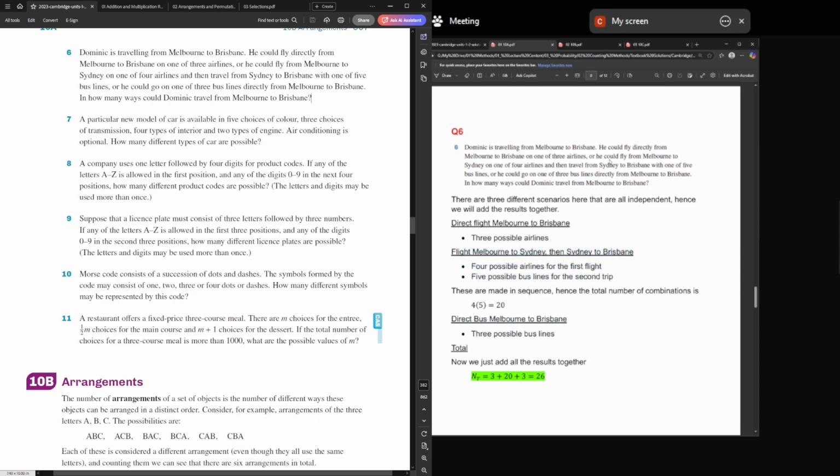And the second one that was given was fly Melbourne to Sydney, and then Sydney to Brisbane on bus. And it tells you the number of individual possible airlines and possible bus lines for those sections of the journey. And since those are mutually exclusive journeys, you add all of the individual sections together. But because this one here was done in sequence, you multiply those two. These two were done back to back on each other. That's why it's a multiplier there.